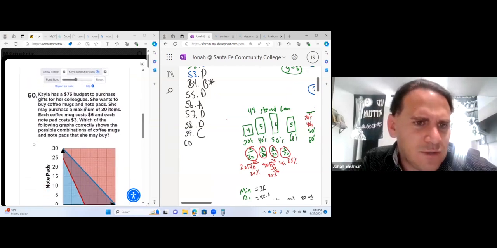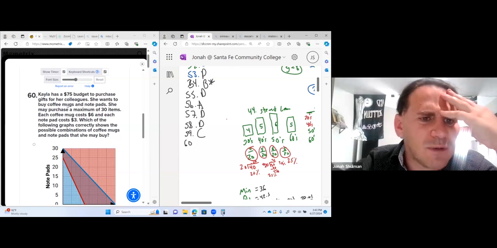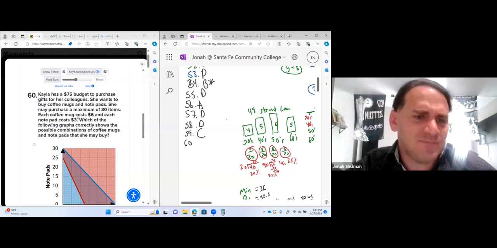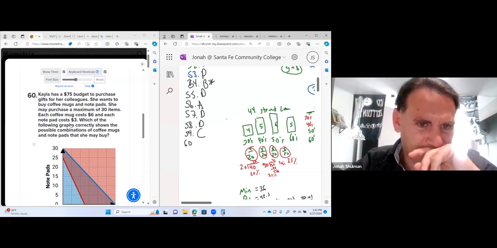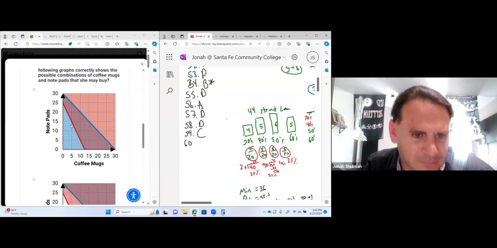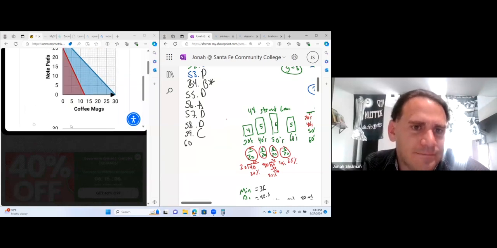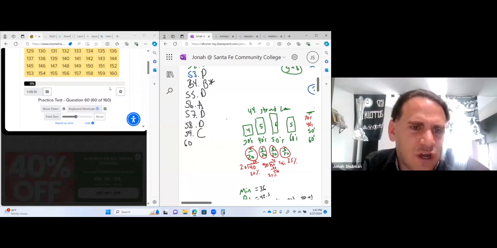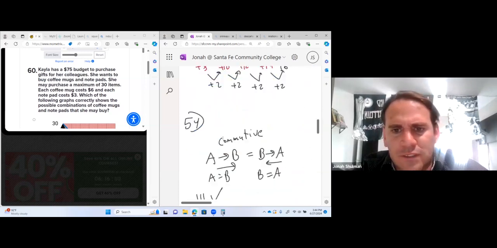Kayla has a budget of $75 and she wants to purchase gifts for her colleagues. She wants to buy coffee mugs and notepads. She may purchase a maximum of 30 items. Each coffee mug costs $6. Each notepad costs $3. Which of the following graphs correctly shows the possible combinations she could buy? All right, so I might as well just draw it for you guys and I'll show you. So here we go, for 60.